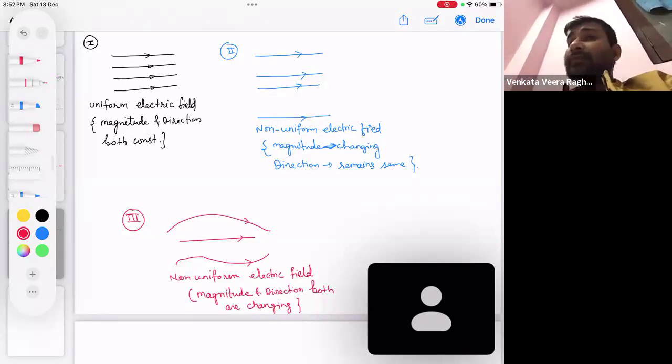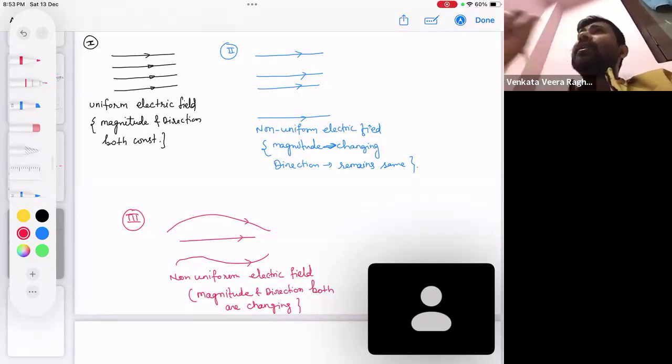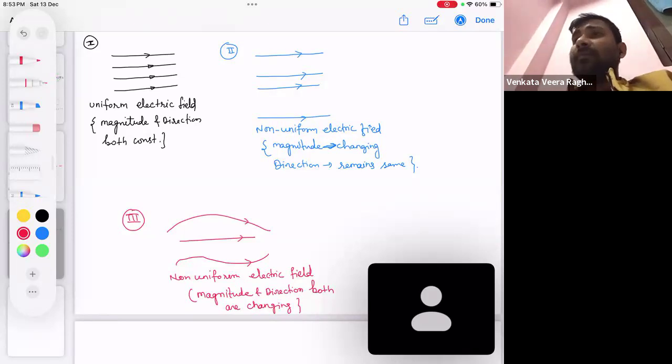Yes. A non-uniform field can be of two kinds: by only changing the magnitude, by only changing the direction, or by changing both of them.